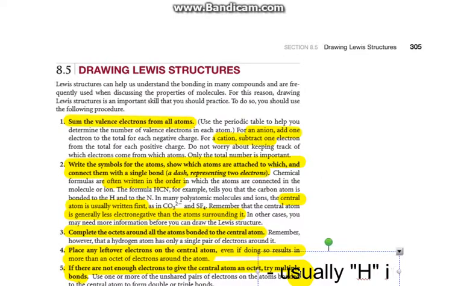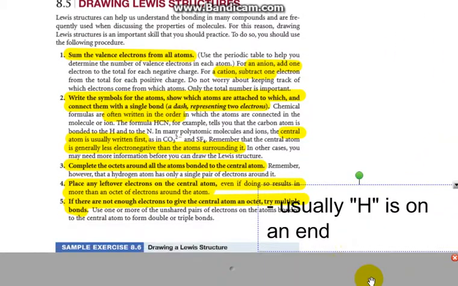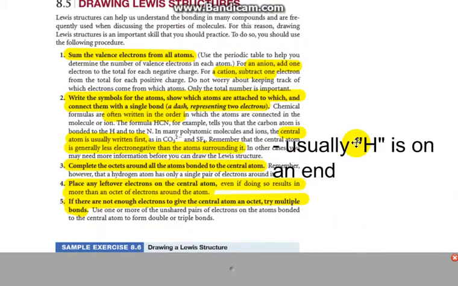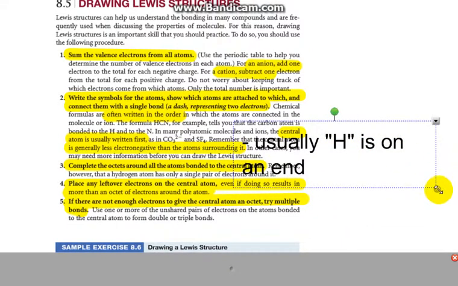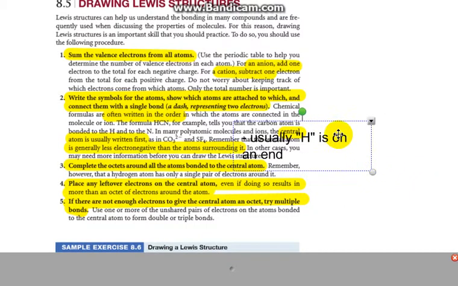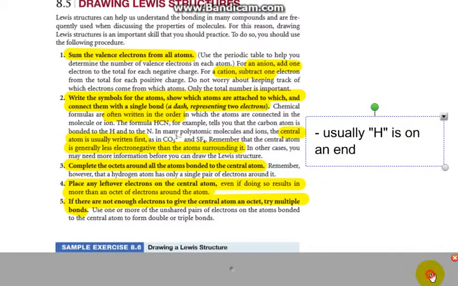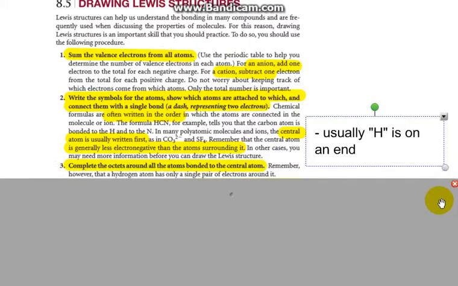H is usually on an end. Since it only needs one electron, chances are it's going to be on the end of a molecule. So that's one other thing to consider there. It's on the end because it only needs one electron. So it's kind of a rule of thumb. You wouldn't put H in the middle because it's only going to be sharing one to get one.